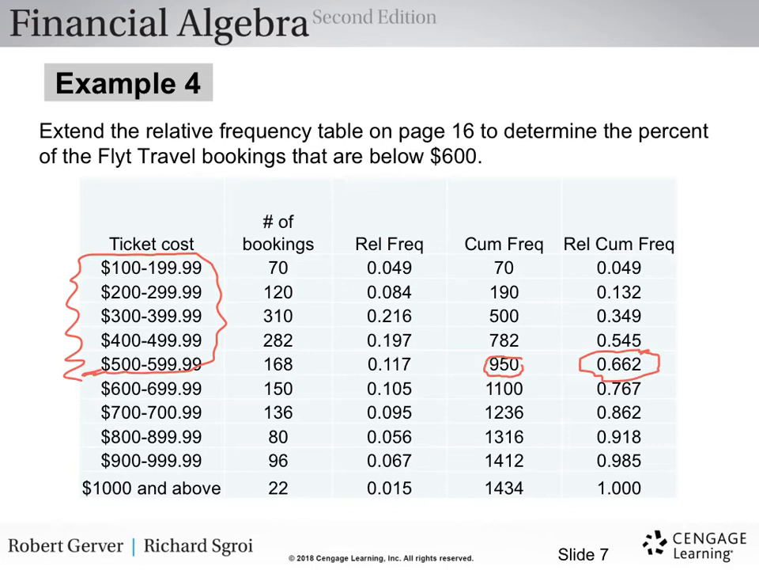Because remember, how did we get relative cumulative frequency? We took the cumulative frequency and divided it by the total number of bookings.